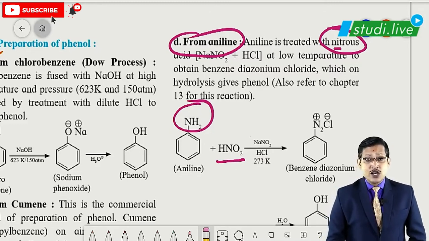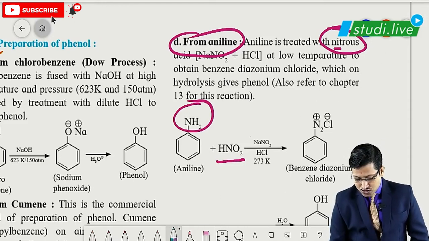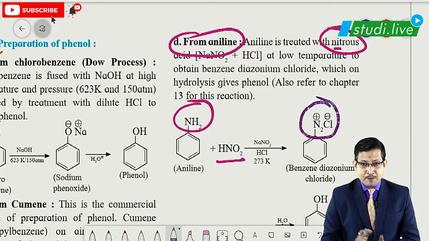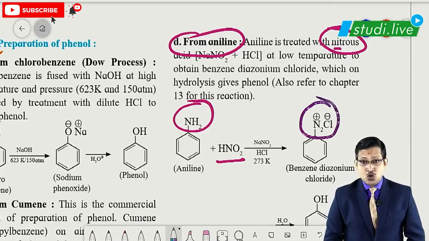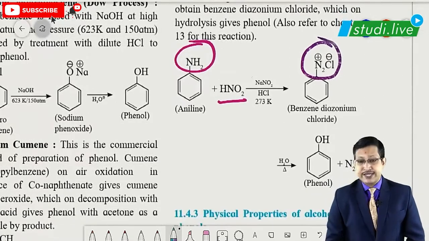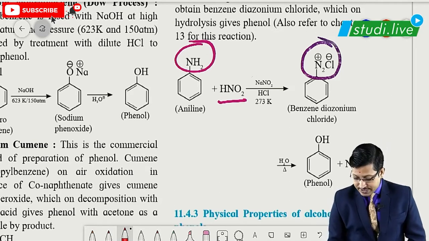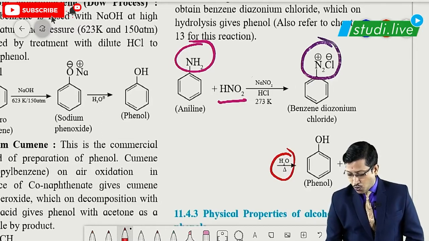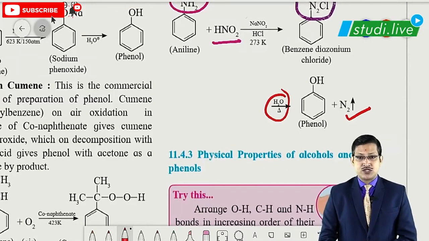Now this nitrous acid on reaction with aniline gives you diazonium salt. So this will give you the formation of N2+Cl-, a very important compound. Benzene ring with N2+Cl- is called benzene diazonium chloride. Now this benzene diazonium chloride, in the next important step, will undergo hydrolysis. Again, when it undergoes hydrolysis, it will give you the formation of phenols along with nitrogen gas. So this is how you get your fourth reaction. So this completes all the four methods of preparation of phenols.